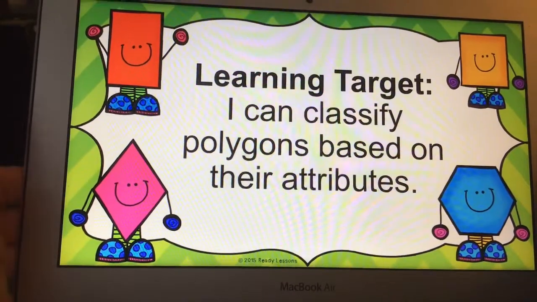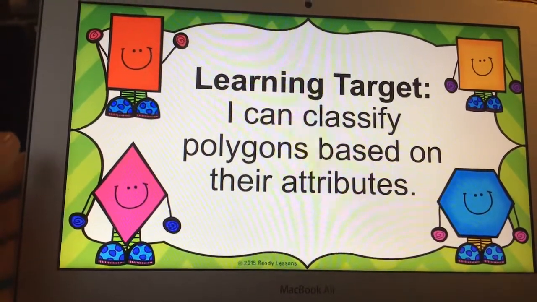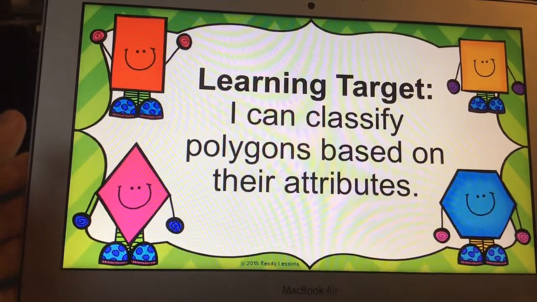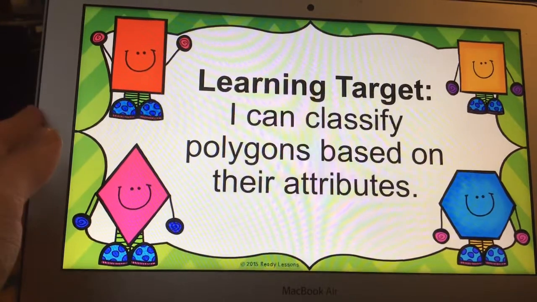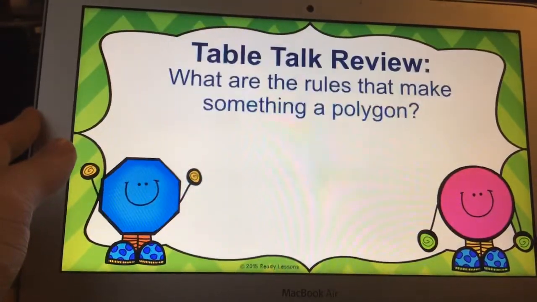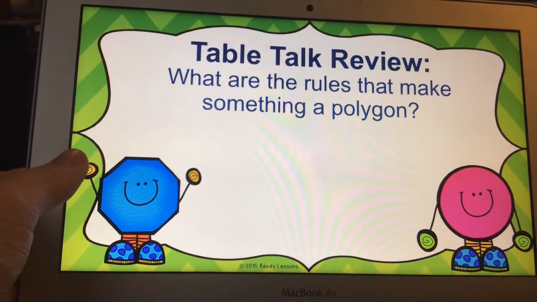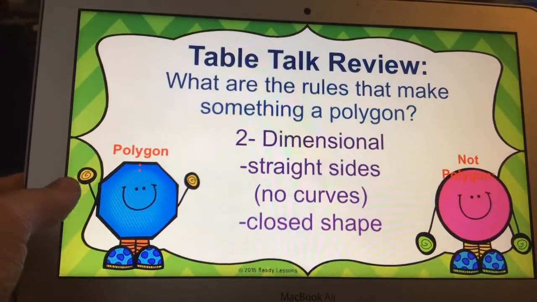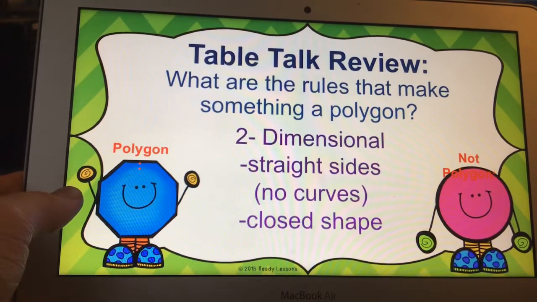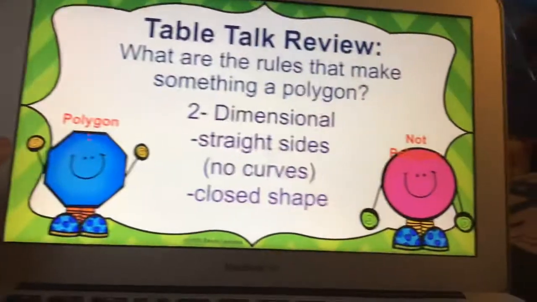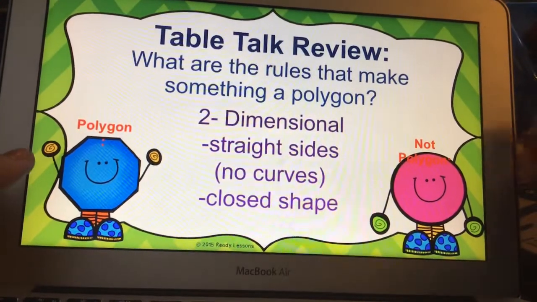Okay, I can classify polygons based on their attributes. And remember, attributes are just different things about them. What makes them them? The different details we have to know about them. So here's the rules. What are the rules that make something a polygon? They're two-dimensional, straight lines, no curves. So a circle, if you can see that, is not a polygon.